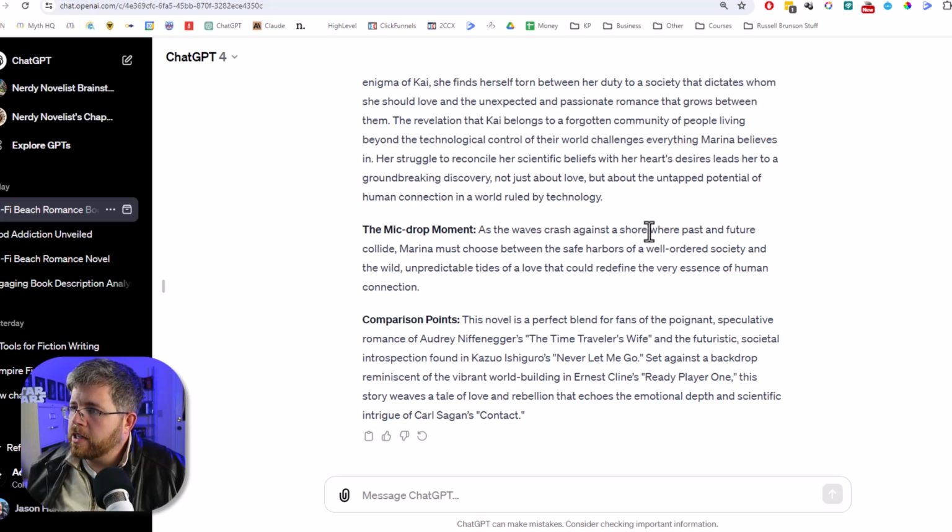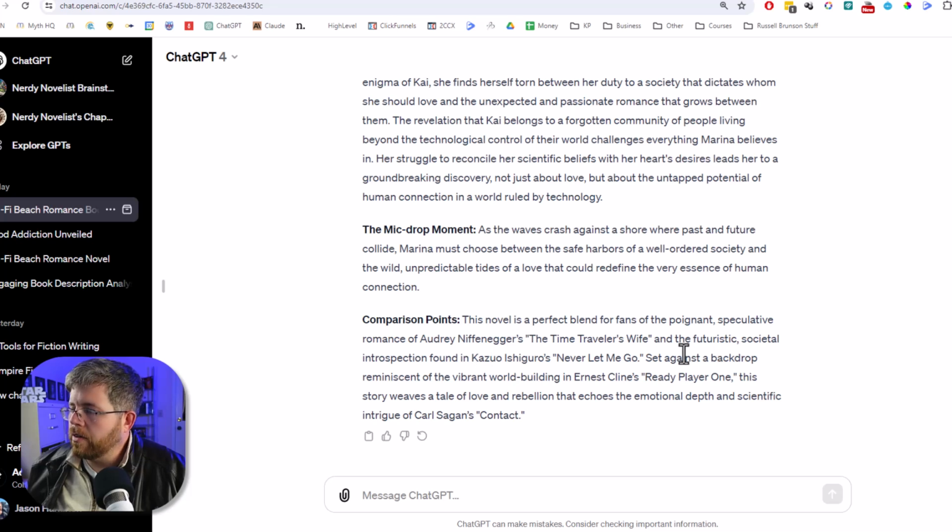"As the waves crash against the shore where past and futures collide, Marina must choose between the safe harbors of a well-ordered society and the wild, unpredictable tides of love that could redefine the very essence of human connection." And then it gives us the comparison points. "This novel is a perfect blend for fans of the poignant and speculative romance of Audrey Niffenegger's The Time Traveler's Wife and the Futuristic."